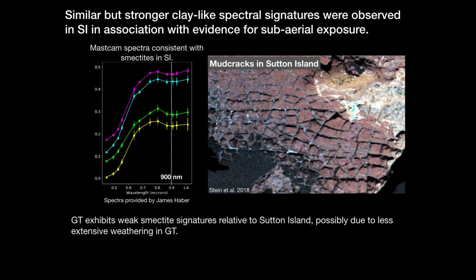Similar but stronger clay-like spectral signatures have been observed in Sutton Island, previously traversed by Curiosity, in association with evidence for subaerial exposure. This plot on the left is from Mastcam spectra that's consistent with smectites in Sutton Island. You're looking for that 900 nanometer or longer absorption, which we see. And evidence for subaerial exposure includes these mud cracks that you can see on the right. Glen Torridon exhibits weak smectite signatures relative to Sutton Island, possibly due to less extensive weathering within Glen Torridon.